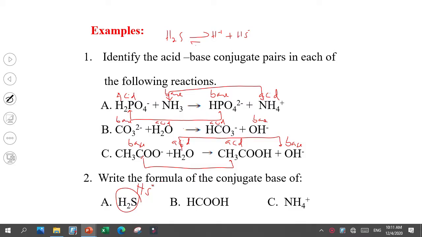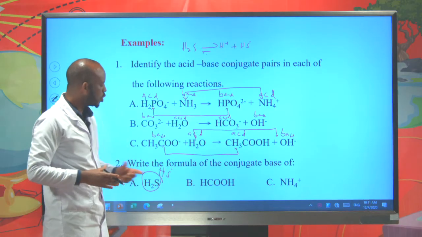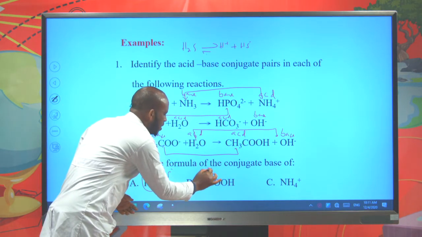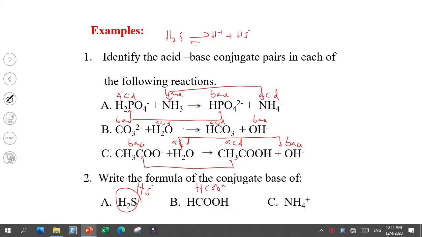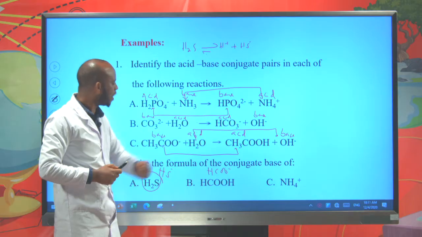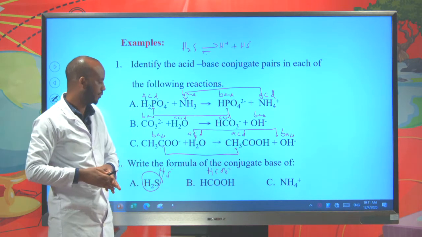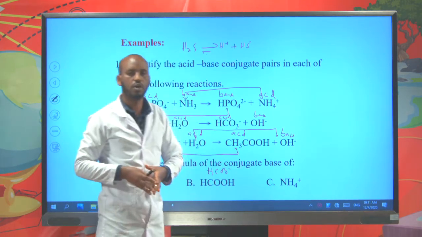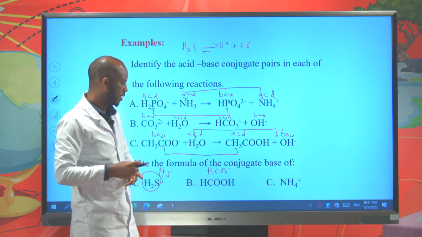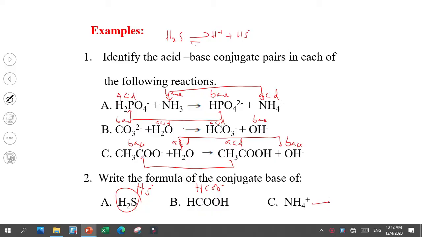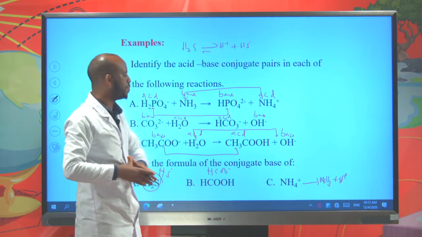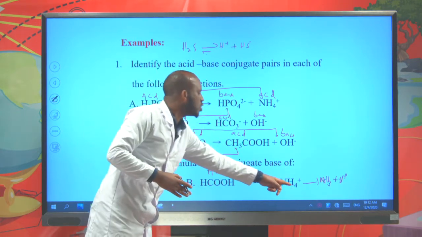Formic acid: the conjugate base of formic acid is the formate ion, HCOO minus, the conjugate base of the weak acid formic acid. NH4 plus, when this acid loses a proton, the substance formed is ammonia, NH3, and H plus. Therefore, ammonia is the conjugate base of the acid NH4 plus.